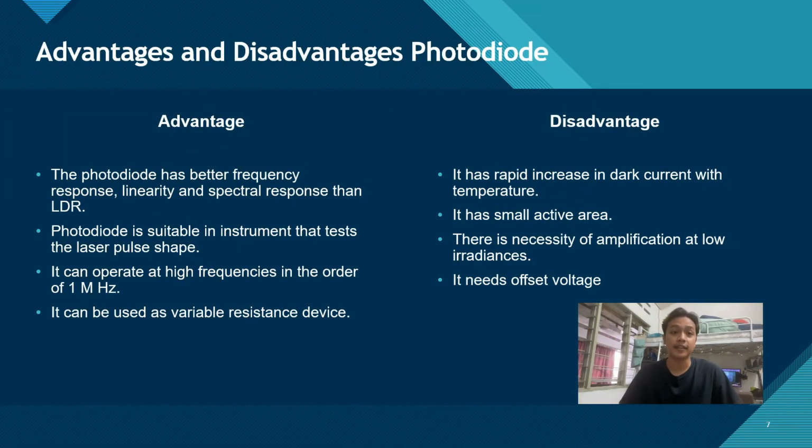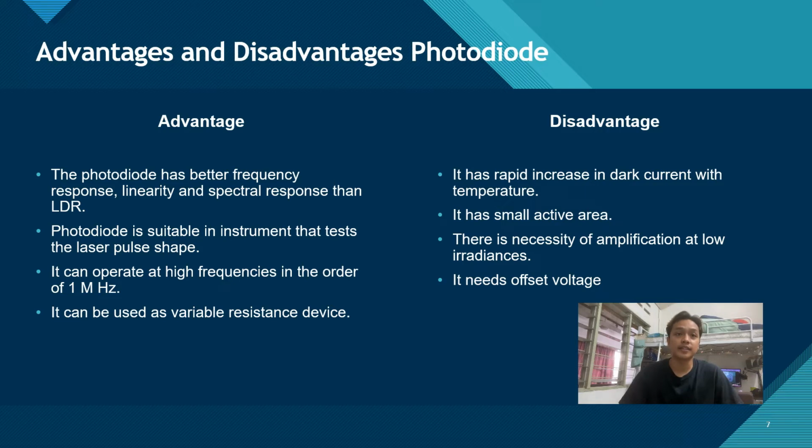Next is the advantages and disadvantages of the photodiode. The advantage is the photodiode has better frequency response, linearity and spectral response than an LDR. A photodiode is suitable in instruments that test the laser's pulse shape. It can operate at high frequencies in the order of 1 MHz. It can be used as a variable resistance device.